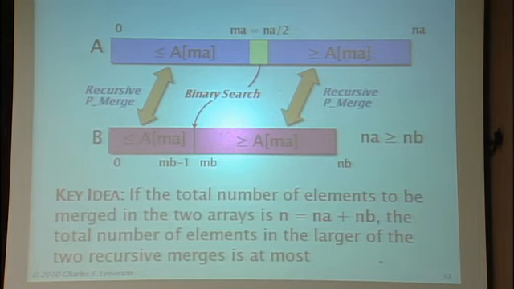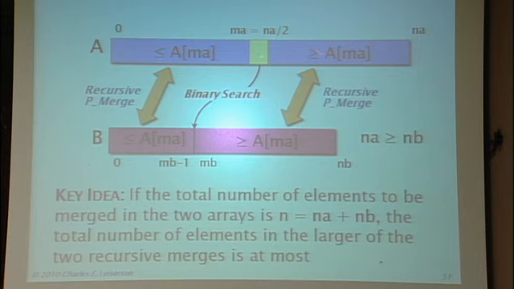And the idea here is that the total number of elements in the larger of these two things is going to be at most what? Another way of looking at it is in the smaller partition: if n is the total number of elements, the smaller partition has how many elements at least relative to n? No matter where this binary search finds itself.